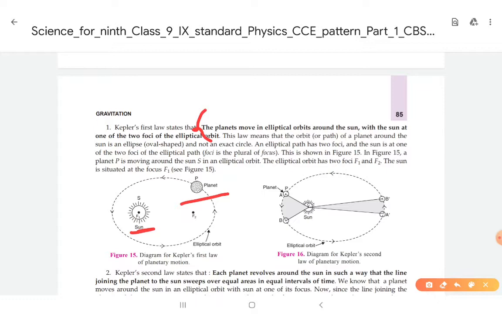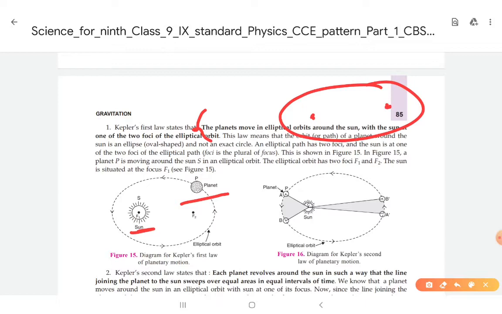circular. We suppose that it is circular, but it is not circular. According to Kepler, it is elliptical. Elliptical means just like an oval shape, not a perfect circle. This is an oval shape, like this. Next, the sun is situated at one of the foci of the elliptical orbit. Foci is the plural form of focus. There are two foci in an elliptical shape. Suppose one focus is here and one focus is here.